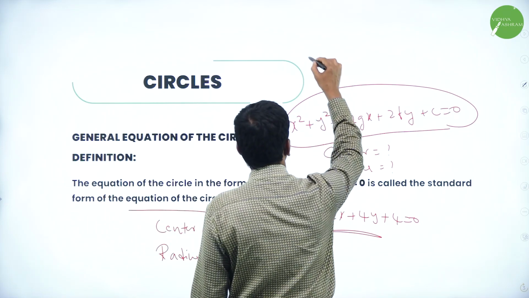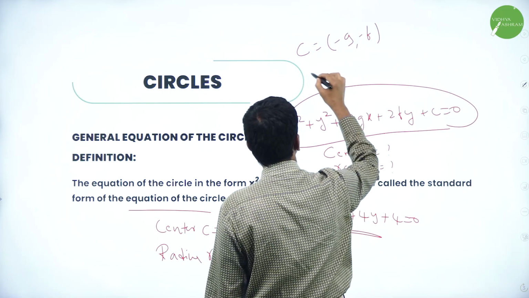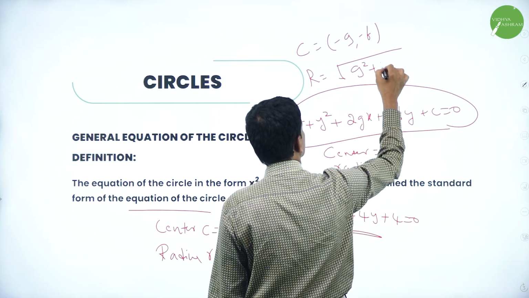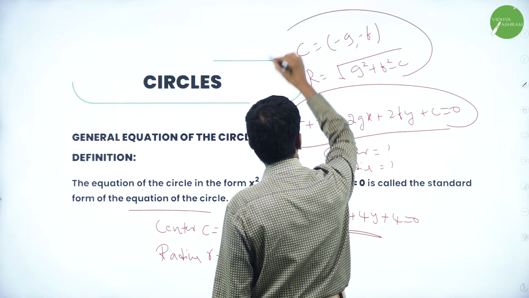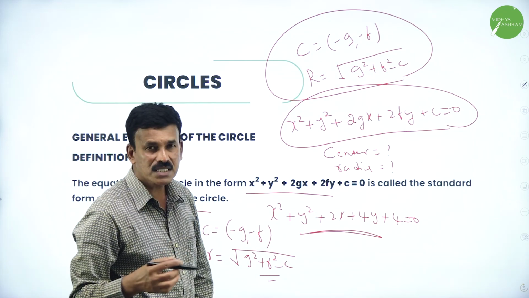So therefore the center for this circle is (minus g, minus f), and the radius r is equal to root of g square plus f square minus c. These two formulas are very important for solving the problems. Okay, let us take an example.